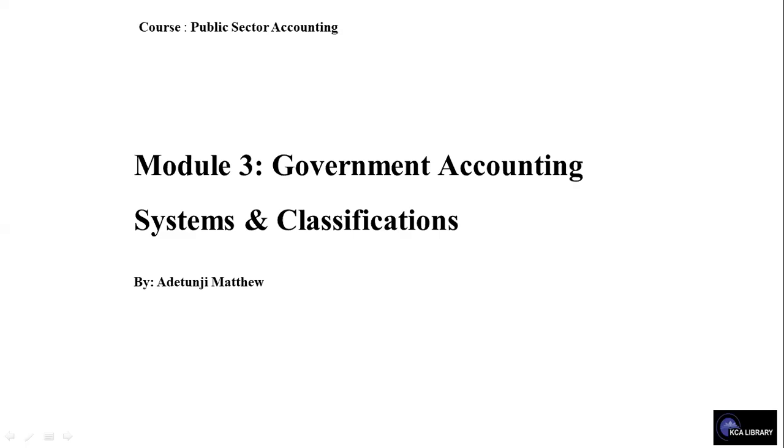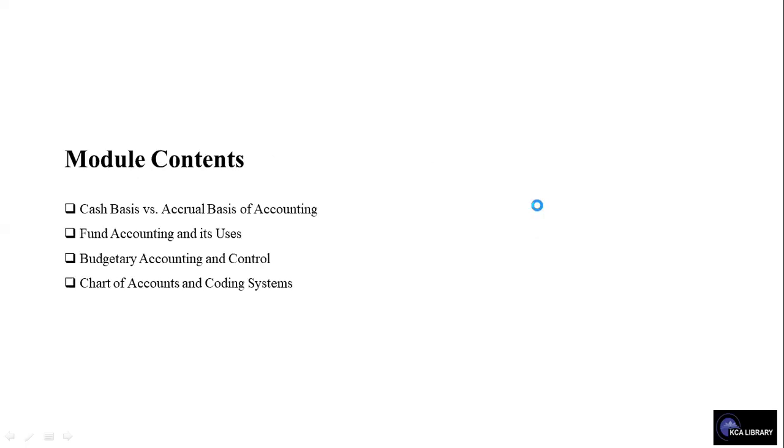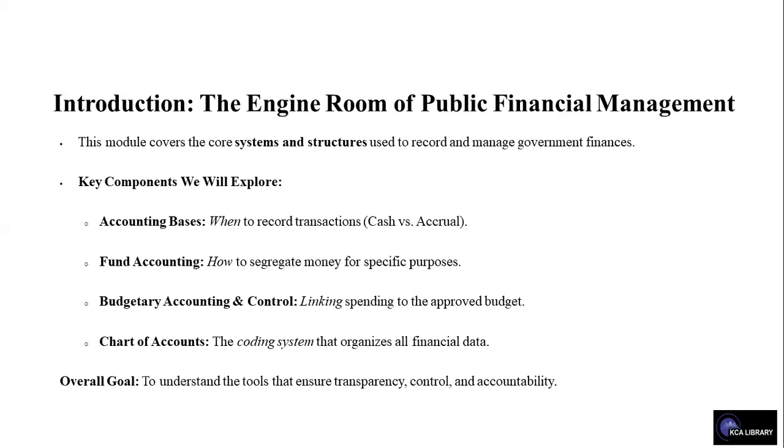This is Module 3, and we'll be talking about government accounting systems and classifications. As such, we will briefly look into cash basis versus accrual basis of accounting. We will talk about fund accounting and its uses briefly. We will also look at budgetary accounting and controls. We will look at chart of accounts and coding system as it pertains to public sector accounting.